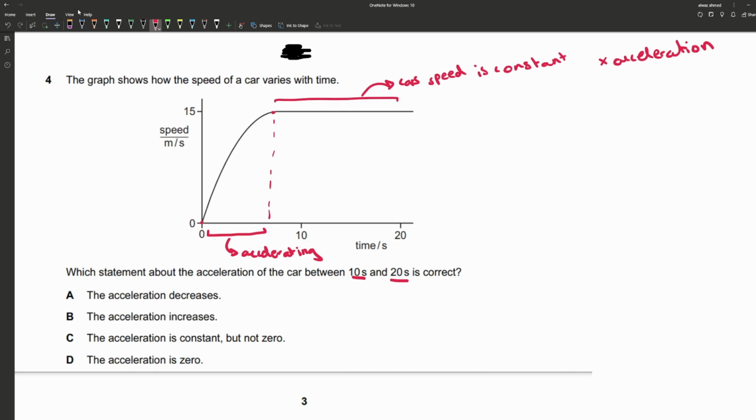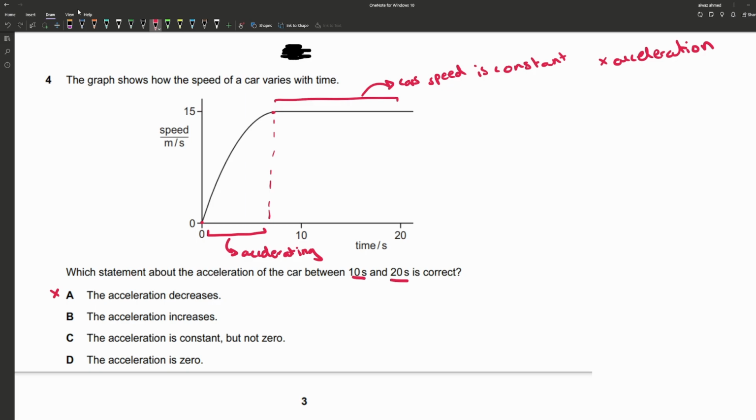seconds. So A says that the acceleration decreases. Now acceleration decreases means that the car is still accelerating, just at a lower rate. However, this is not true, because as we can see there is a flat line, the speed is constant, and as the speed is constant, the car is not accelerating at all. So A is going to be wrong.